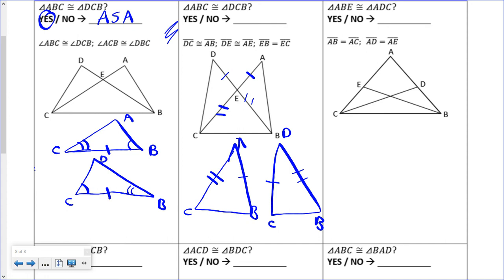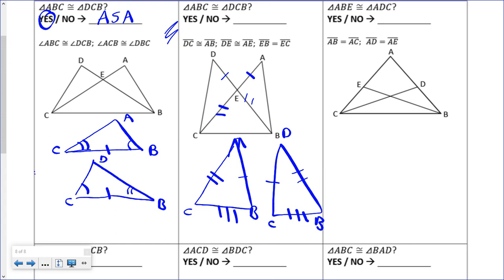Is there anything else I can add? They didn't give us any more information, but just looking at the picture, is there anything else? Yeah, I see the segment CB twice. If it's the same line segment, shouldn't it be equal to itself in both triangles? So I can say that this segment is equal to itself, but in the other triangle. So is that enough to prove that the triangles are congruent? Yeah, by which rule? Side, side, side. Alright, you guys kind of see how we go through that process?